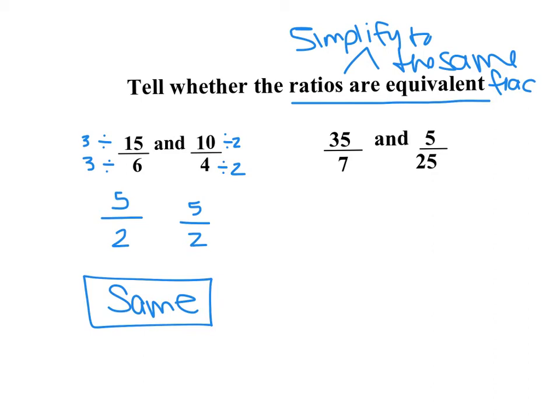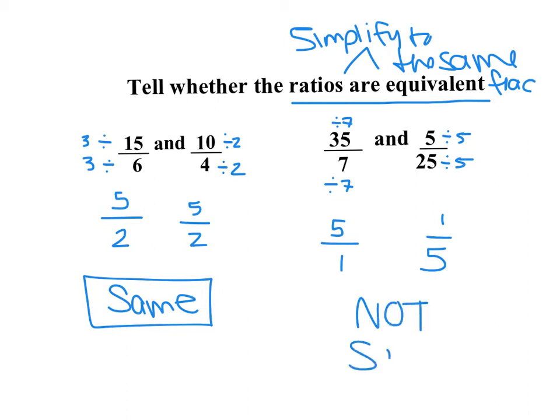If I look at this next one here, what I notice is that 35 and 7 are both divisible by 7. So 35 divided by 7 is 5. And 7 divided by 7 is 1. If I look at this next one, they're both divisible by 5, so I get 1 over 5. While those look similar, 5 and 1/5 are not the exact same ratio. They are not the same. They may contain the same numbers, but they are not the same. So here we can see by our simplifying that these are in fact not equivalent, and as a result are not the same simplified fraction.